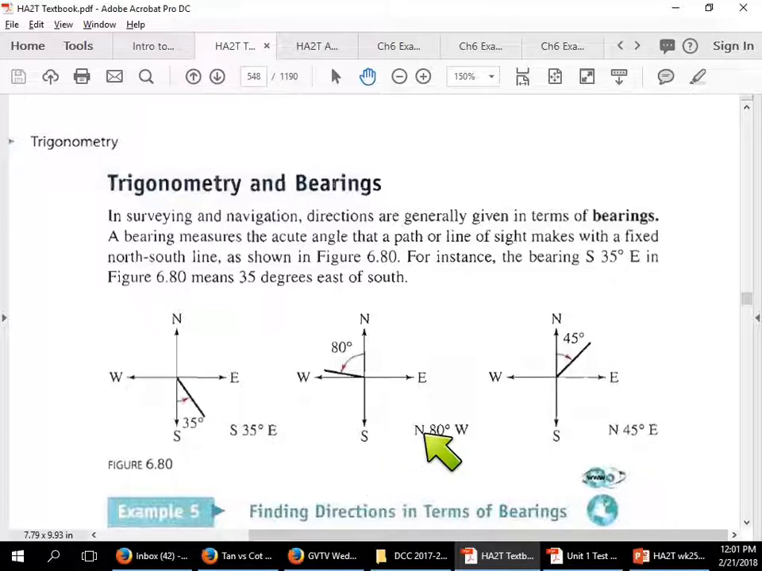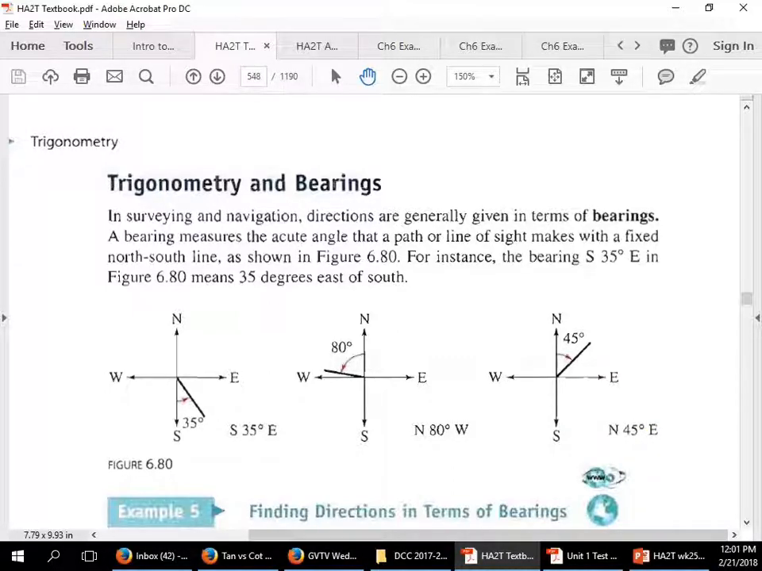If you were facing north first, and then you go 80 degrees west, boom, that's what you would turn. Which way would you turn if you're facing north and you go west? Left. Which way would you turn if you're facing north and then you go east? Right, so that would be 45 degrees east. That makes sense to you guys?